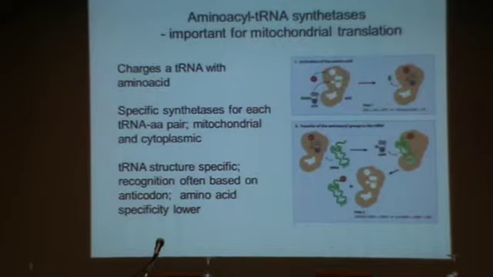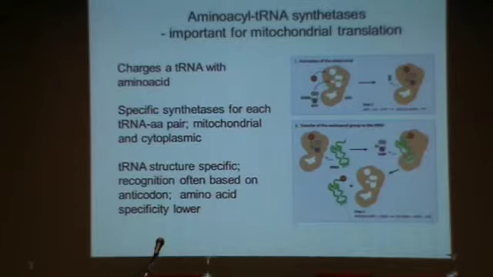I will take you a little bit through the functional verification, because I think it's very important. You cannot take for granted when you find something which is relevant, whether it is actually the disease gene. So this specific gene codes for an alanyl aminoacyl tRNA synthetase. And the function of this protein is to add an amino acid to a tRNA, and then this complex goes to protein synthesis, and translation goes on.